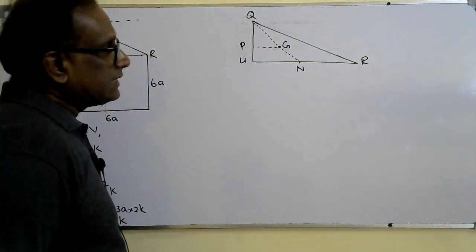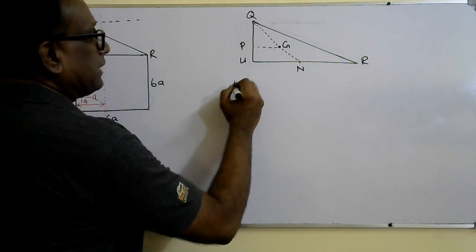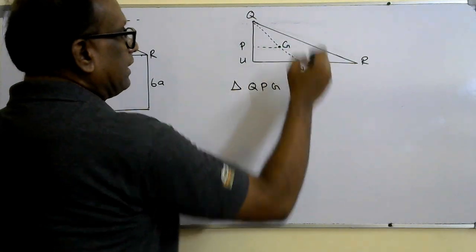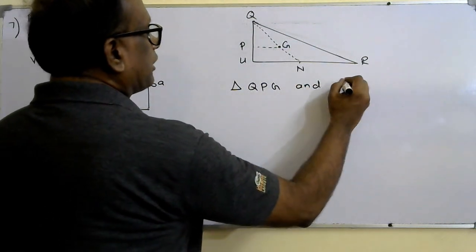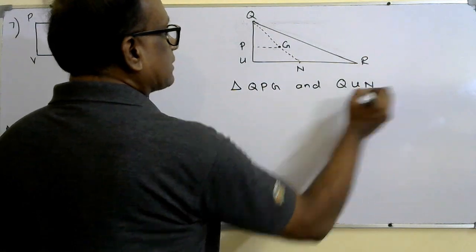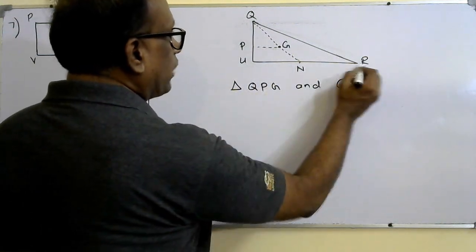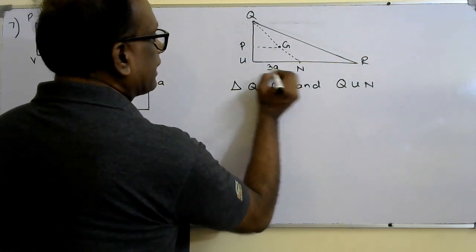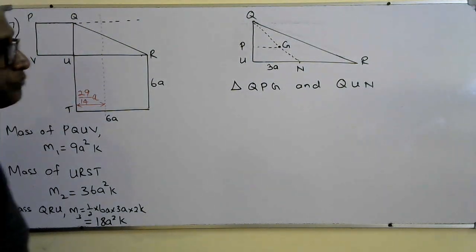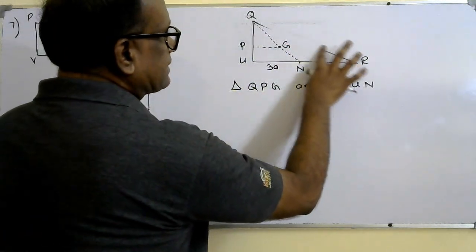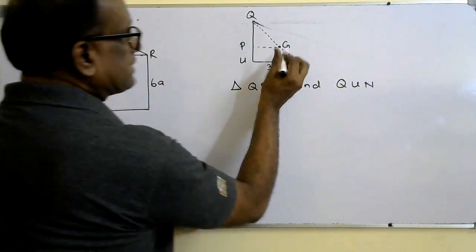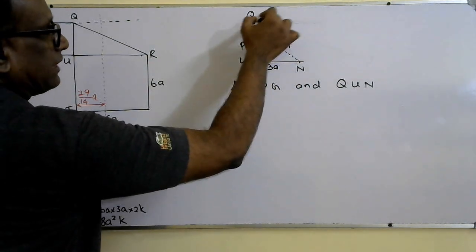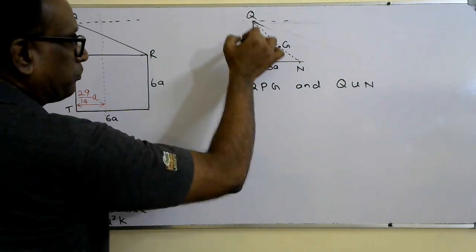Now consider the similar triangles QPG and QUN. UR is 6A, so this length UN is 3A. This portion I don't need, I can erase it. So my aim: this is the center of mass of this triangle at G, and I need to find the distance of G from this line. That means I need to find QP.